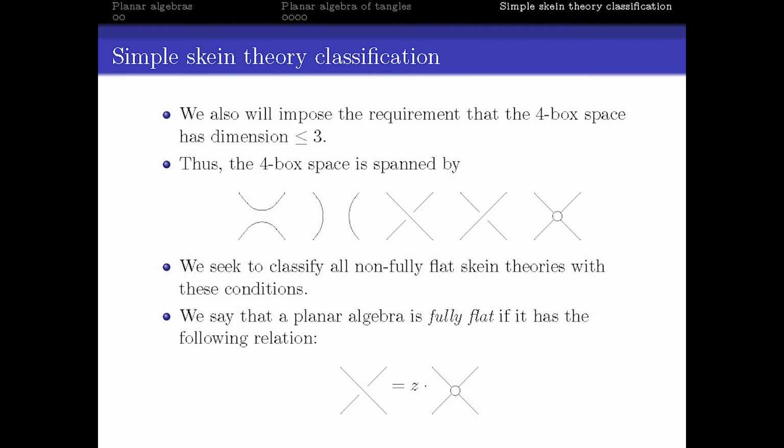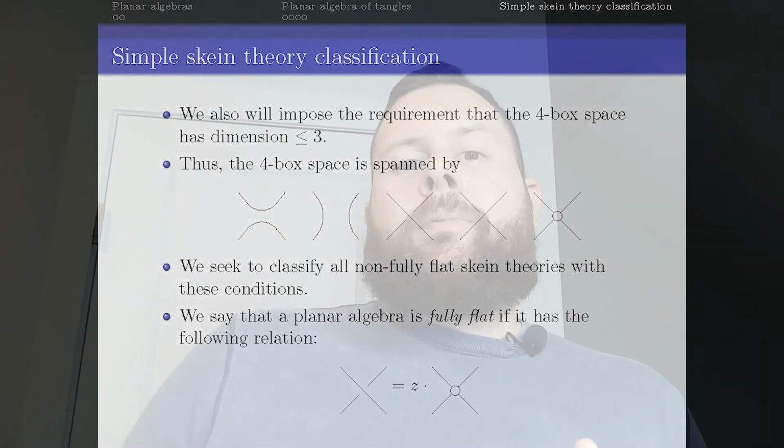The last and most consequential requirement is that we want the four-box space to have dimension less than or equal to 3. Clearly, the four-box space is spanned by the cup cap, the identity, the overcrossing, the undercrossing, and the virtual crossing, so there has to be some relation between those five diagrams. We seek to classify all non-fully flat skein theories with these conditions. By fully flat, we mean we don't want the overcrossing to just be some multiple of the virtual crossing.